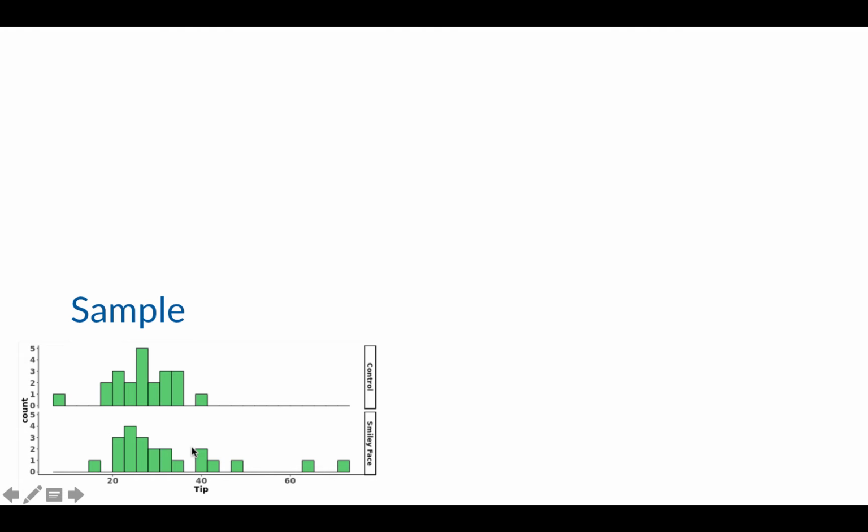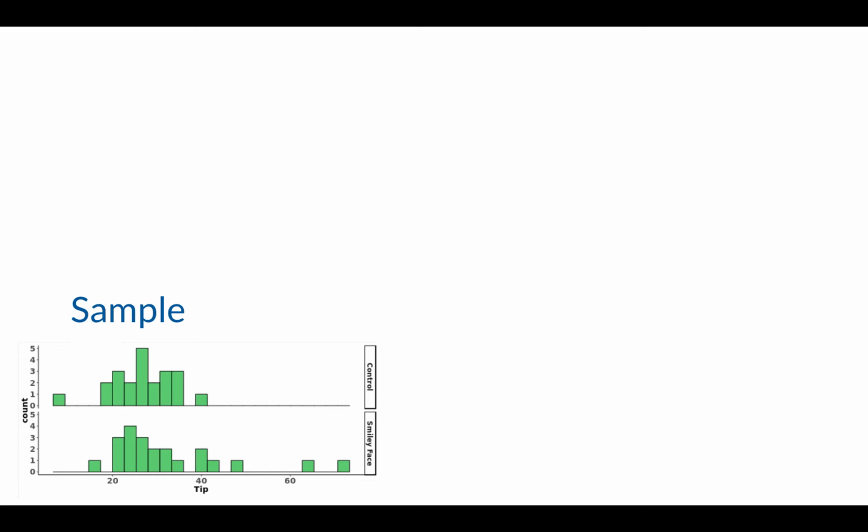And so, if you asked me, hey, predict the tips of this table, and I'll tell you they were in the smiley face group, I might predict that they might have a slightly higher tip than the control condition, even though in a lot of ways these two distributions pretty much look similar too. Now, that's just our sample. In our sample, condition might be helpful for us to make a prediction about their tips.